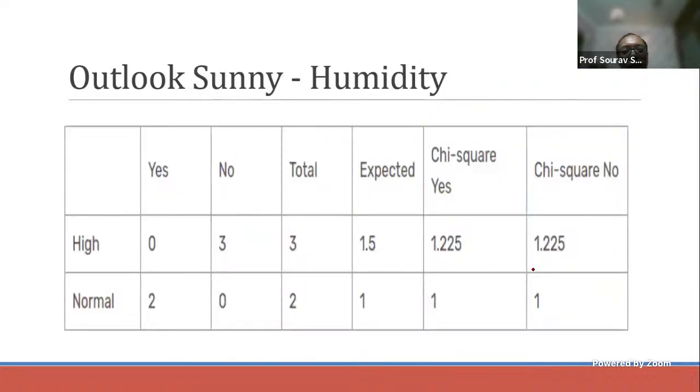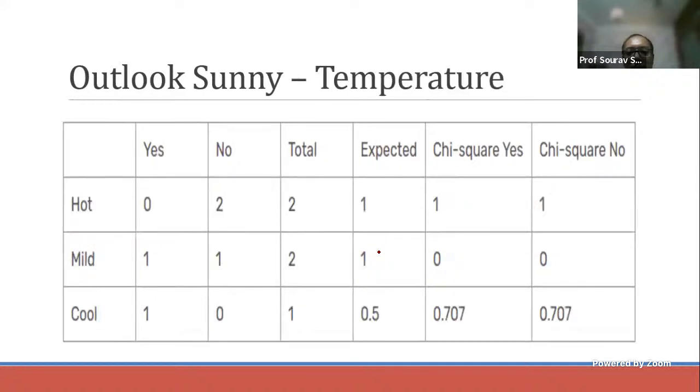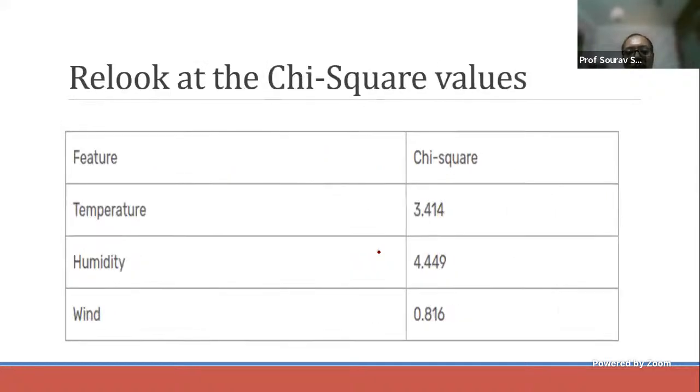So what we'll do is, once again, take it mathematically rather than by intuition. Most of you had already given the correct answer by intuition, but once again, we'll go via the chi-square path. For the case of high, I had 3. For the case of normal, I had 2, so 2 decisions. Expected is 1.5 for one and 1 for the other. Once again, we'll find observed minus expected whole square by expected. This is for the humidity, this is for the wind, and this is for the temperature. Once again, I'll tabulate the chi-square values, and as you found out, humidity is the maximum, so we will split the tree based on humidity.